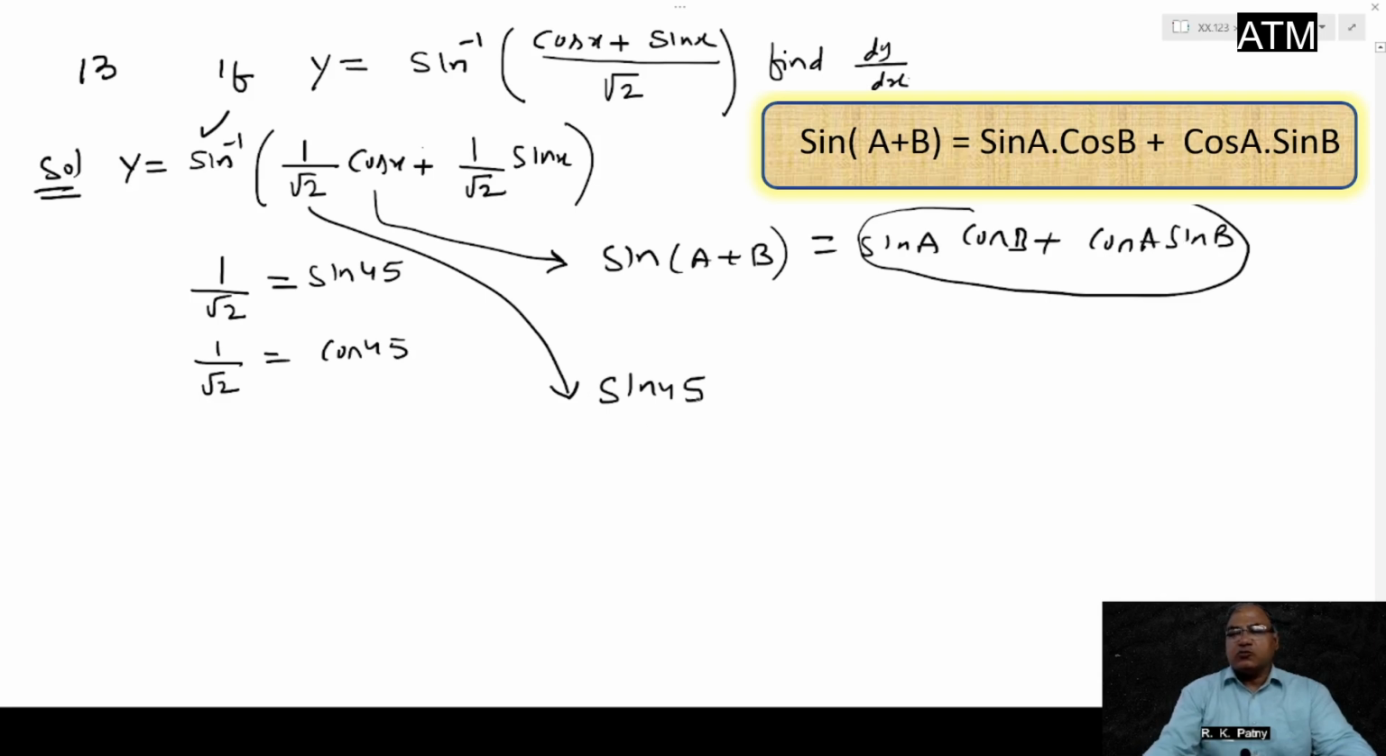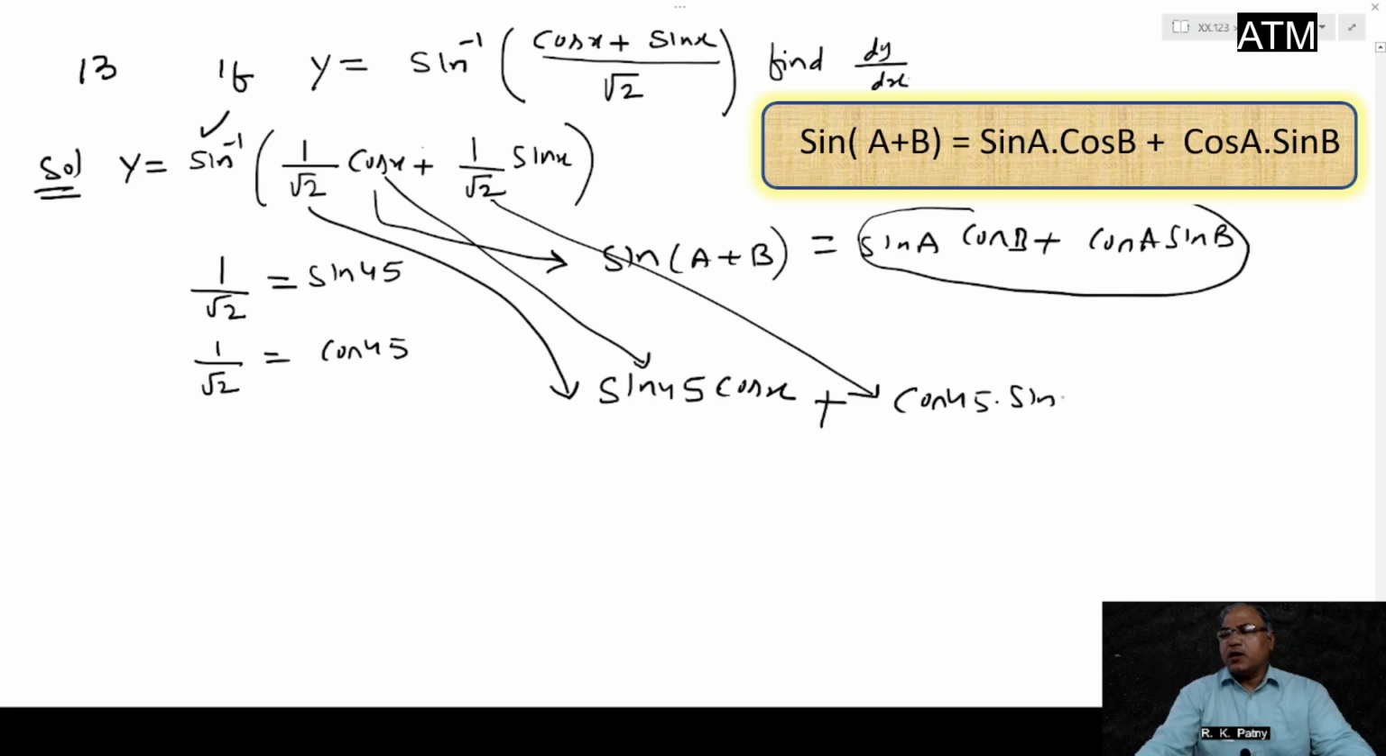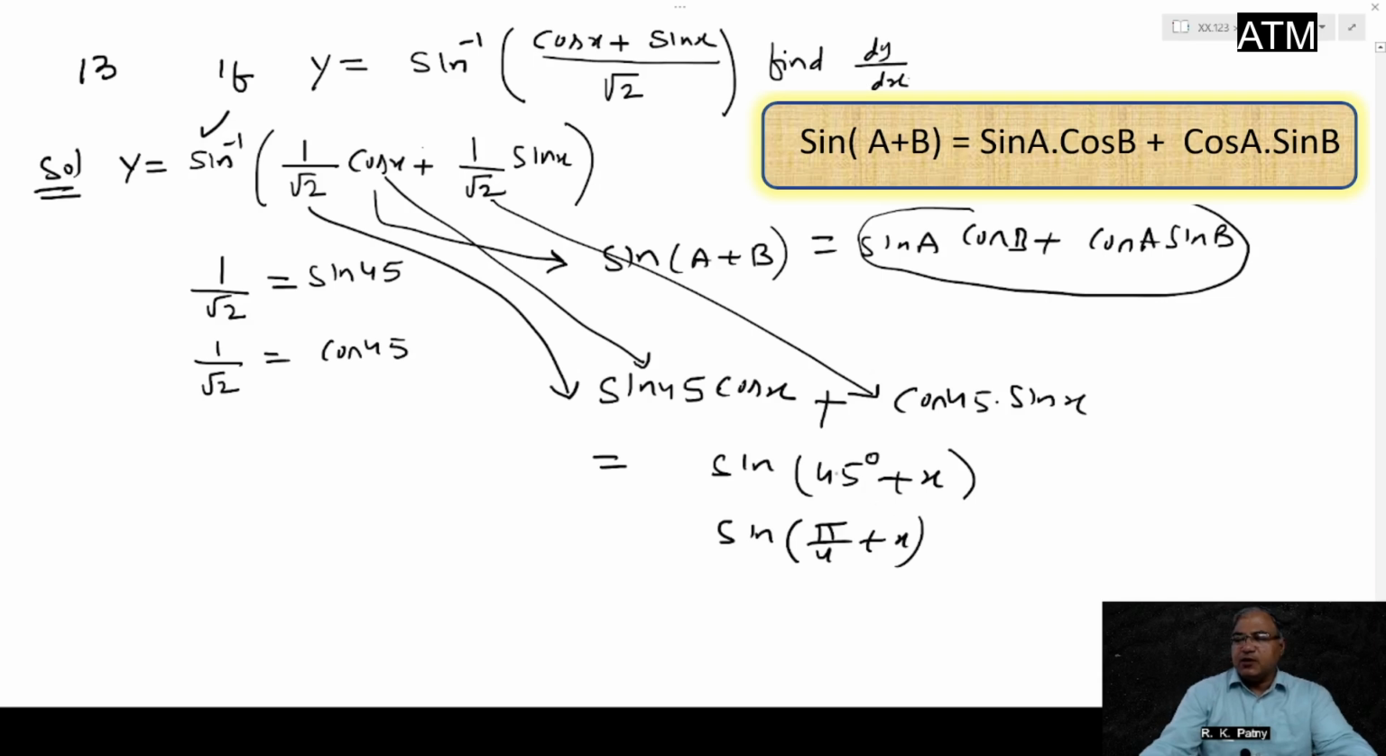First sin a should come. So sin a, and already there is a cos x. After that, 1 upon root 2 is there. 1 upon root 2 can be written as cos 45, so it becomes sin a cos b plus cos a sin b, and this becomes sin of (a plus b). So a equals 45 and b equals x. So sin of (45 plus x). The 45 can be written as pi by 4 because it is a degree. It is 45 degrees, not a plain number. Therefore, 45 degrees can be written as pi by 4, so pi by 4 plus x.